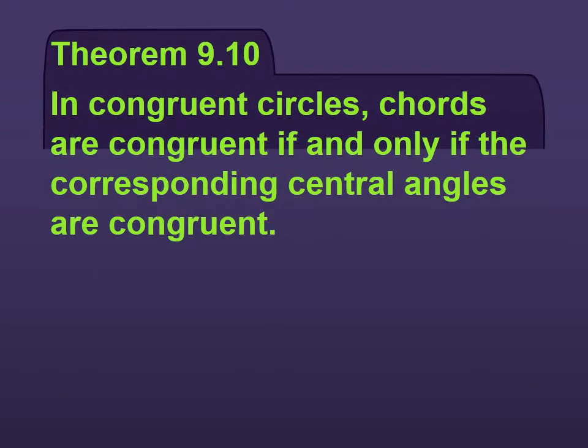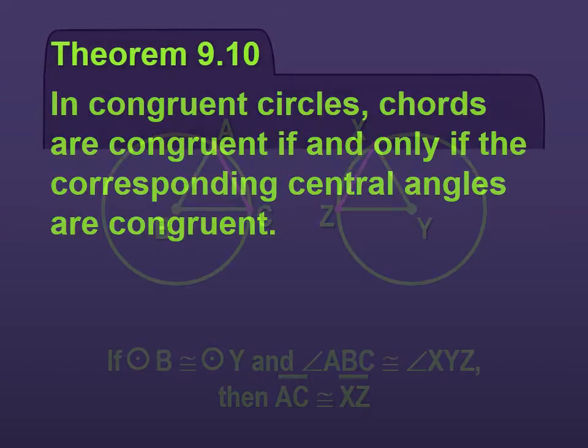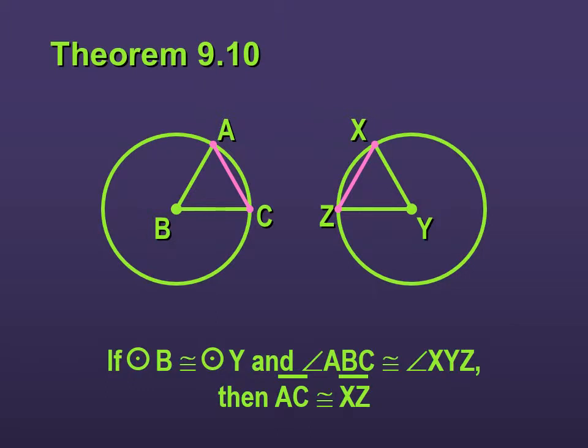So our next theorem says that in congruent circles, chords are congruent if and only if the corresponding central angles are congruent. So almost the opposite of what we just said. So here we go. We have circle B and circle Y, and they're congruent. And then we're going to say that angle ABC is congruent to angle XYZ, which means that the segment AC has to be congruent to the segment XZ.